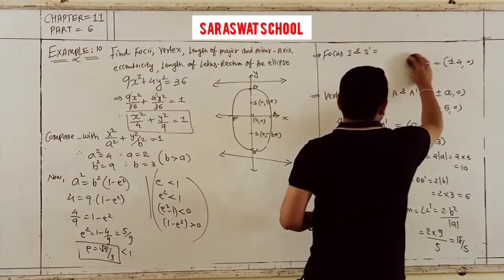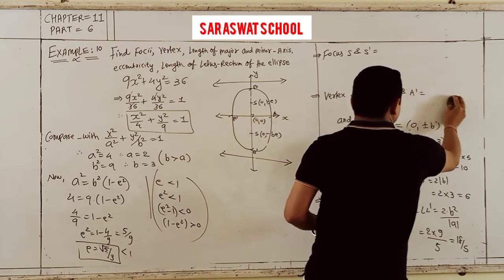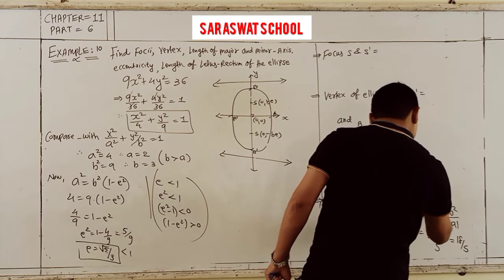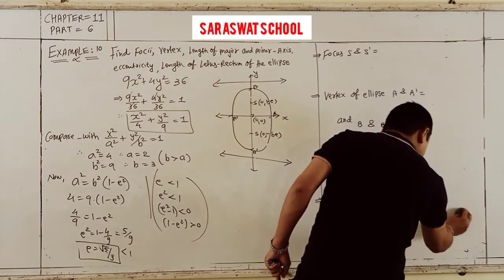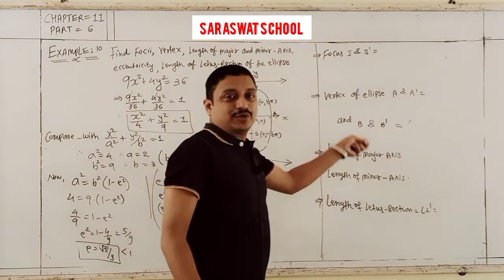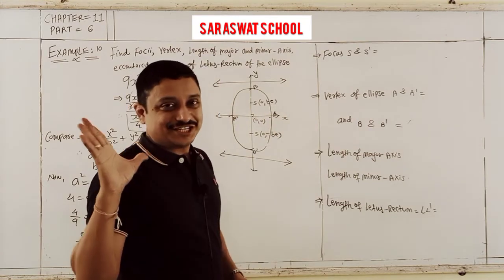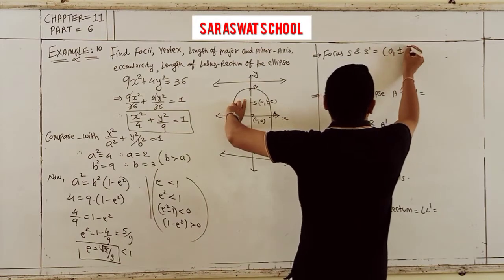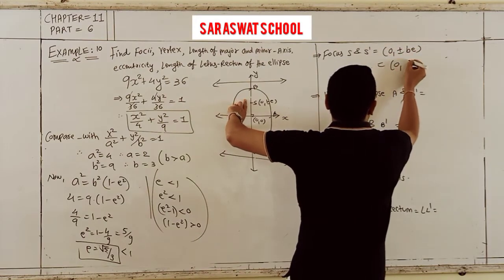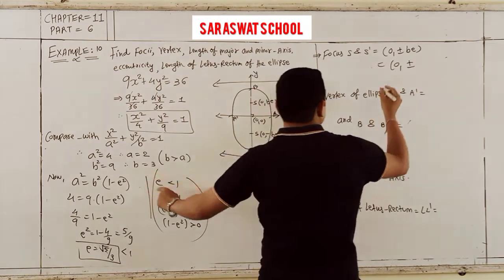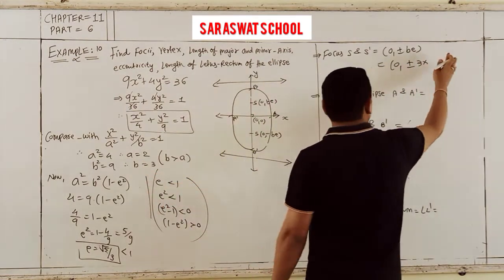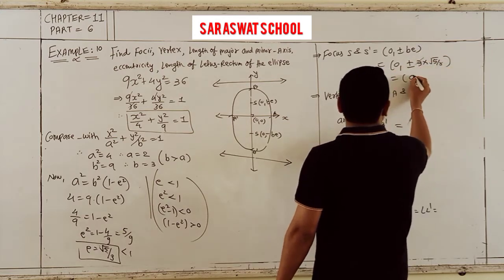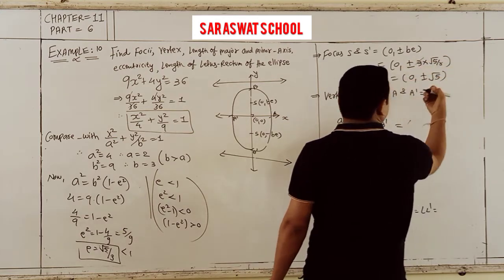Yes, students, focus, vertex of ellipse, and after that length of major axis, length of minor axis, and latus rectum. All points are the same, only the formula changes. Now focus S and S dash, you will cover 0 comma plus or minus b, 0 comma plus or minus, what's your b? 3. But e is root 5 by 3. That's why this cancels. Your answer is 0 comma plus or minus root 5.